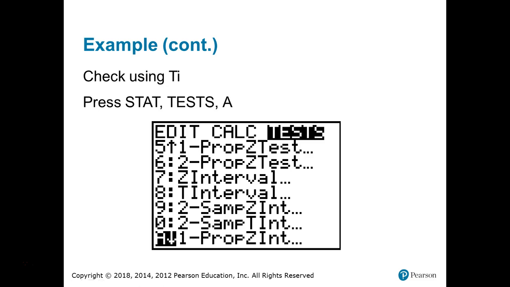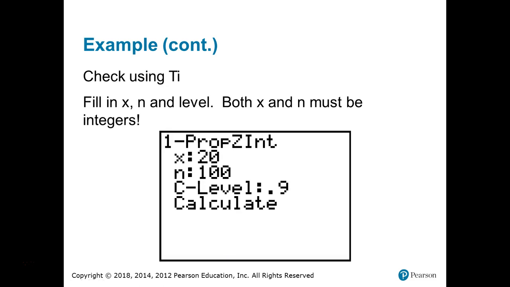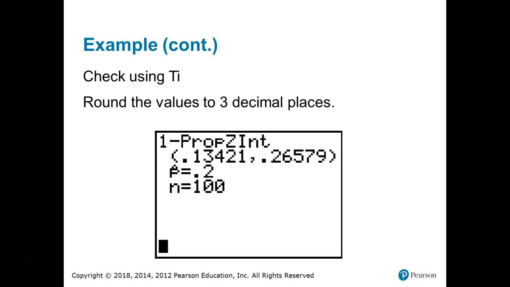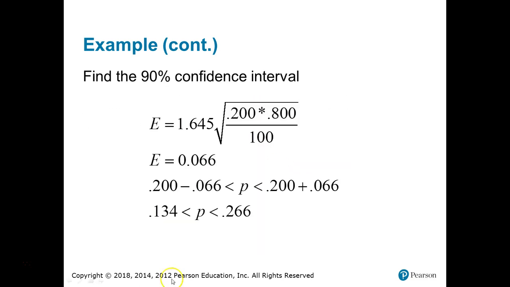We can also check this using our TI calculators. I encourage you to do this as well. Press Stat, go over to Tests, then go all the way down to A, where we say 1-PropZInt. Fill in x, fill in n, fill in the confidence level. One thing to note is that x and n must be integers. Go to Calculate, boom, 0.13421, 0.2679. Look familiar? That's pretty much what we got over here once you account for rounding.